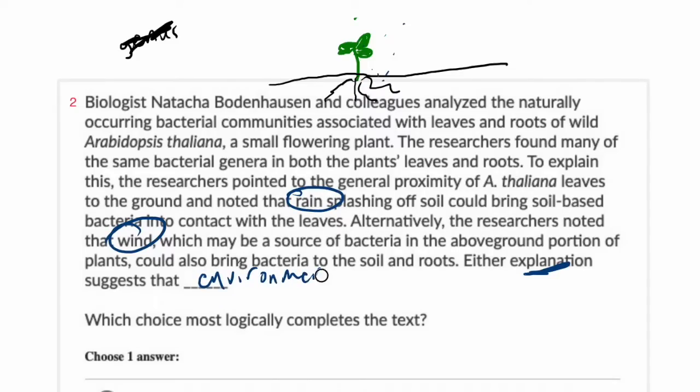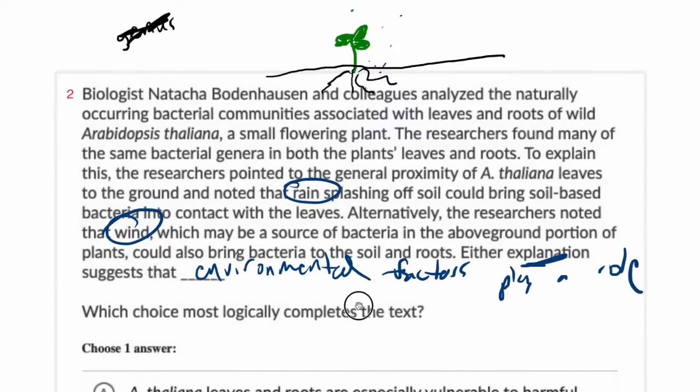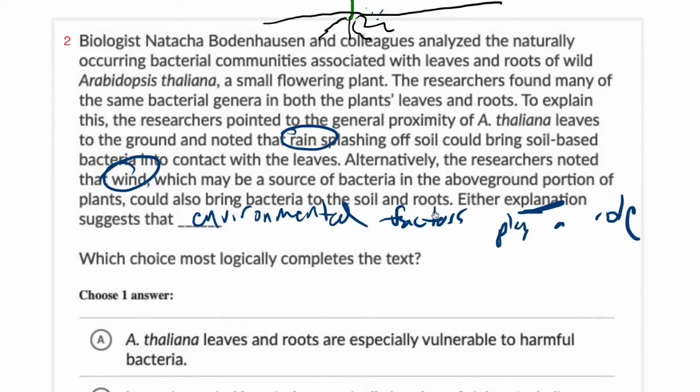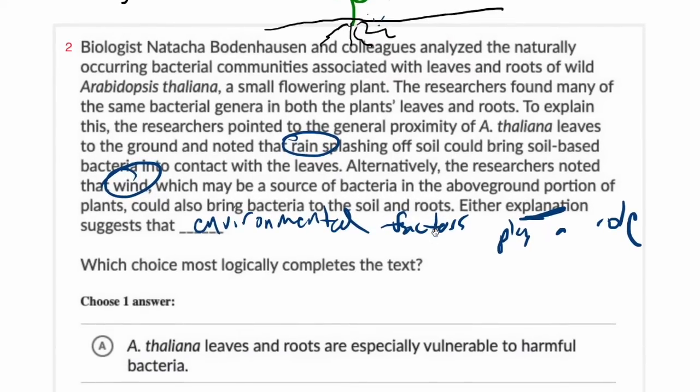They're both environmental factors that play a role, as opposed to the plant somehow producing the bacteria itself. I don't know. Is that... so yeah, something about environmental factors being responsible in each case.